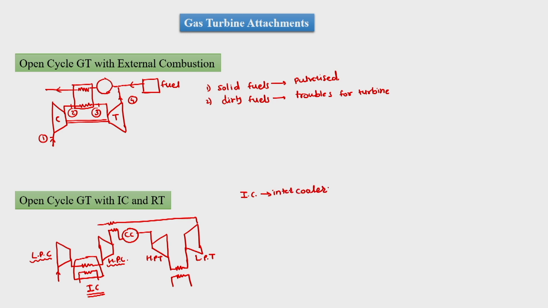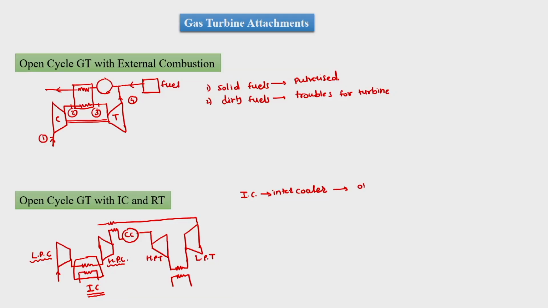We know that if the process of compression is achieved at the isothermal state, then isothermal compression has minimum work input. So the objective of the intercooler is to reduce the work input in the process of compression, and then it will go to the combustion chamber, but before that it will get heated in the heat exchanger. So HE, we mean the heat exchanger.